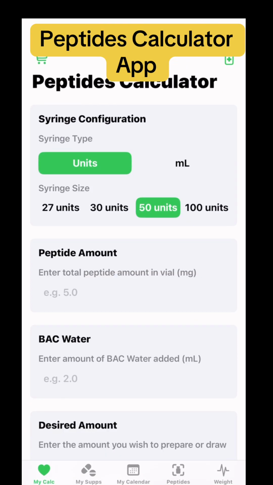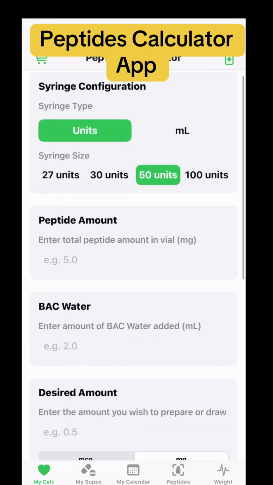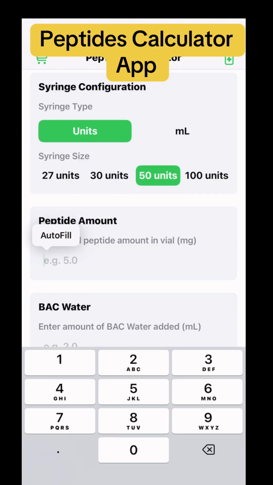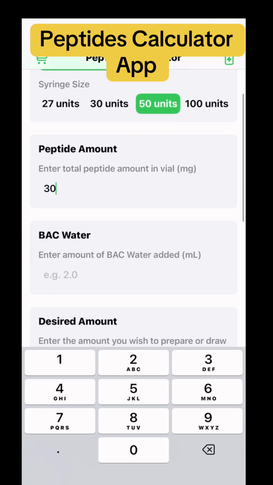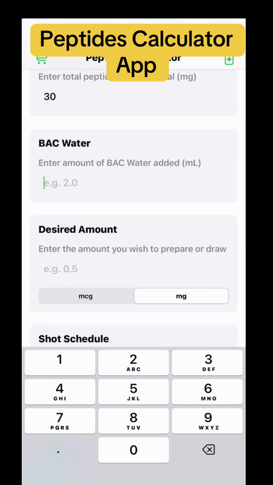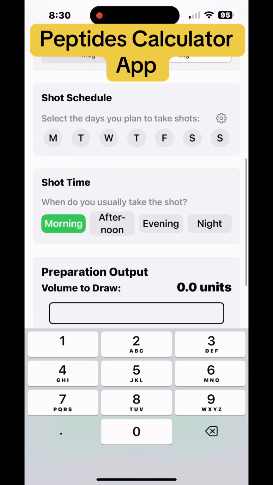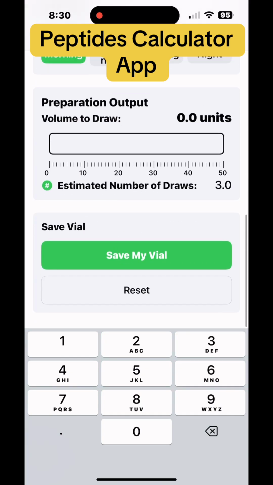Some things you need to know is the kind of syringes you're using. Are you using a 30, a 50, or 100 unit? You need to know what your peptide amount is. What are the milligrams that are in it? Then usually from there, I go down to what is my desired amount. So if I'm taking the tea, for example, maybe I'm on a 10 milligram dose. You need to know what your dosage is.